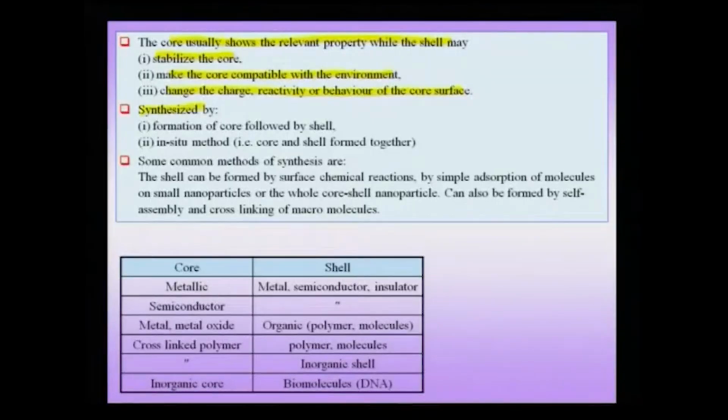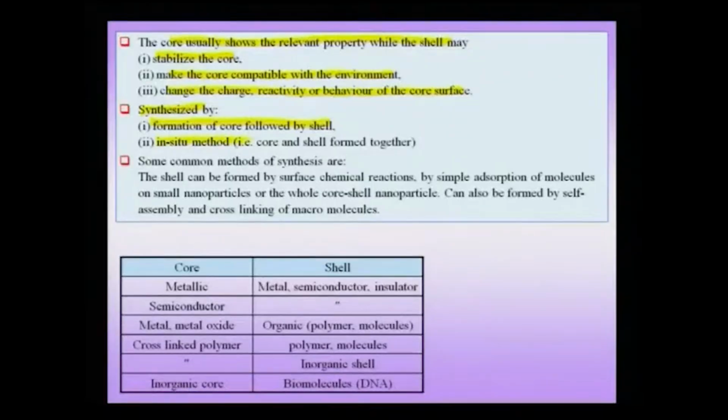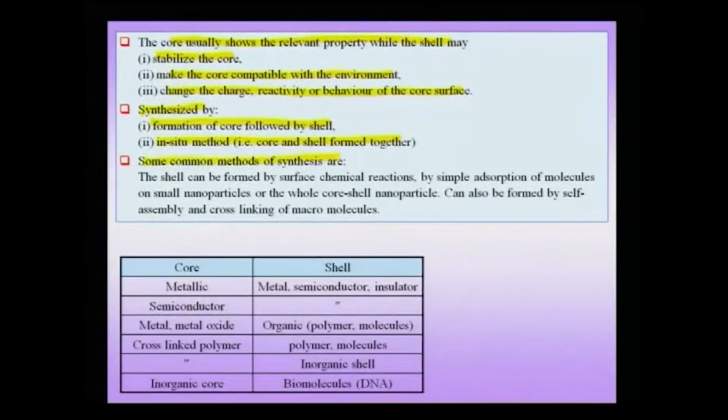and that is why this core shell composite actually gives some beneficial effects. And the synthesis of these core shell nanostructures is typically done either by formation of the core followed by the shell, means you first synthesize the core, then you have a shell synthesis around it, or you can use an in situ method wherein the core and the shell are formed together. Some common methods of synthesis we are listing here without going into the detail.